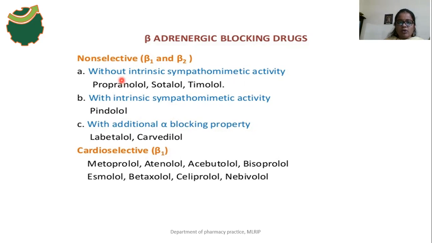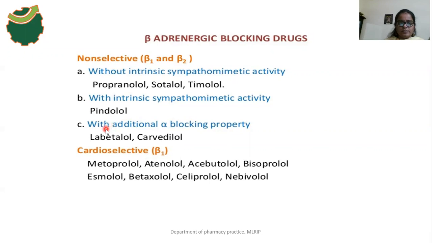The first is without intrinsic sympathomimetic activity. What do we mean by without intrinsic sympathomimetic activity? These drugs do not have any sympathomimetic activity. Examples are propranolol, sotalol, and timolol. The second category is with intrinsic sympathomimetic activity, meaning the drug pindolol has sympathomimetic activity. The example is pindolol.